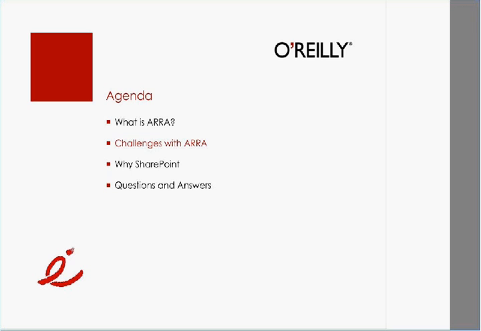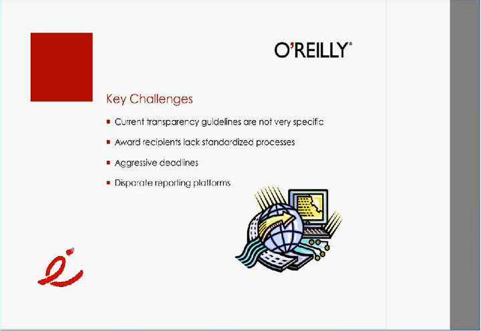Now, what are some of the challenges? I'm sure as I was describing this, some of you might have some red flags already raised. Some of the key challenges. The current transparency guidelines are not very specific yet. And since ARRA is relatively new, everybody's in a hurry, it's in a rush, and how this is being defined, I mean, it's all good. Most of the guidelines are there. But again, things like what do you mean by jobs created? So those need to be ironed out further.